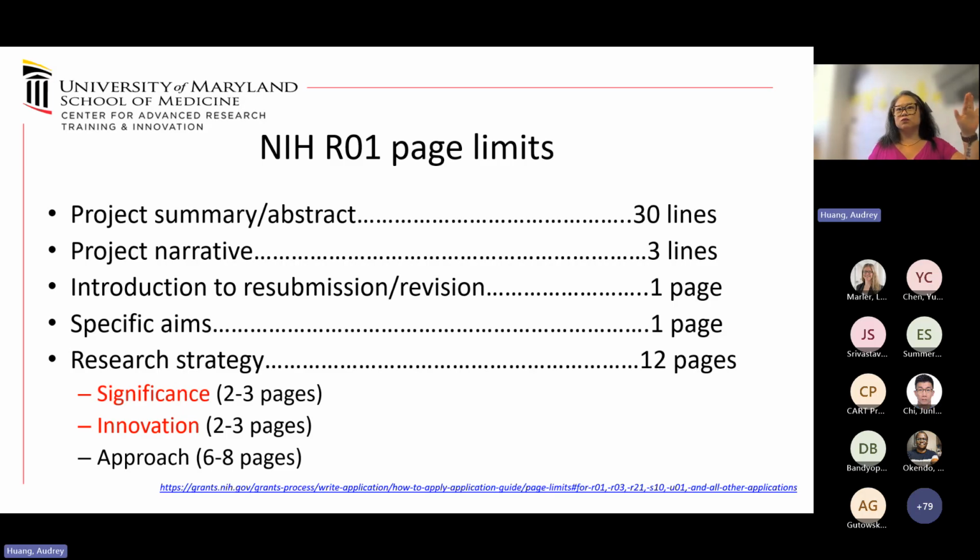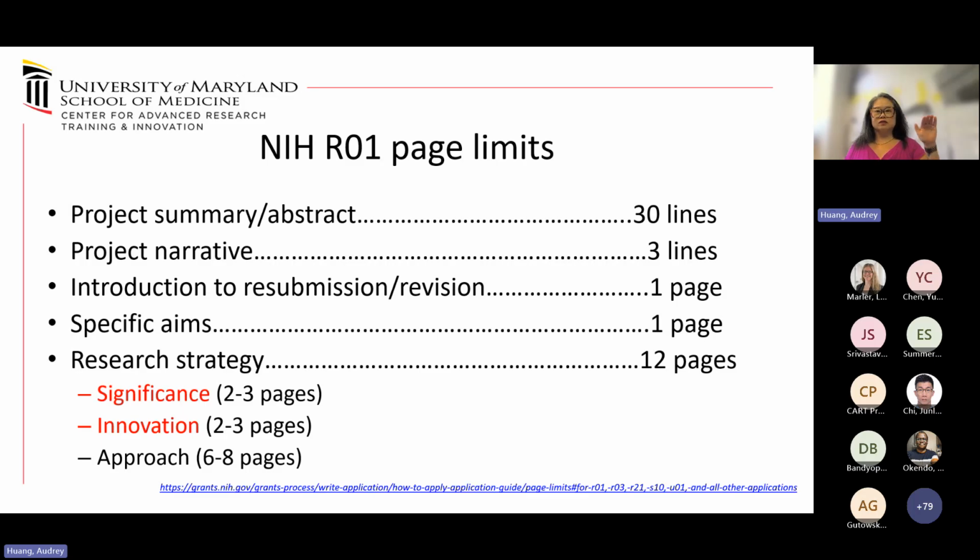So you're to put together a research summary abstract that's no more than 30 lines. I've seen so many of these truncated, people use weird fonts and weird margins, and when NIH puts them up on Reporter, the last few sentences are always cut off. So stick to 30 lines, stick to their suggested fonts, stick to the margins that are required, and maybe aim for 29 lines. Your project narrative is only 3 lines, and sometimes that is less than 3 sentences. Then if you're doing a resubmission or a revision, you're allowed 1 page to address the reviewer's comments. And then you have a 1-page specific aims, which we just talked about.